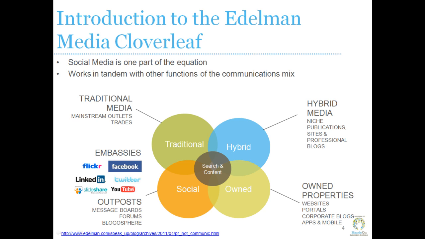The media Cloverleaf is a piece of intellectual property that Edelman Public Relations has created to represent the media landscape. They break the media landscape up into four quadrants, and as you can see, social media is one part of that equation. Traditional media includes newspapers, television, radio, magazines, and other mainstream outlets with a broad audience. These typically offer only one-way communication. Social media includes social networks like Facebook, Twitter, and LinkedIn, and also forums in the blog sphere. Hybrid media can be categorized as niche publications, websites, or professional blogs. The last is owned properties, like an organization's website, corporate blog, or mobile app.